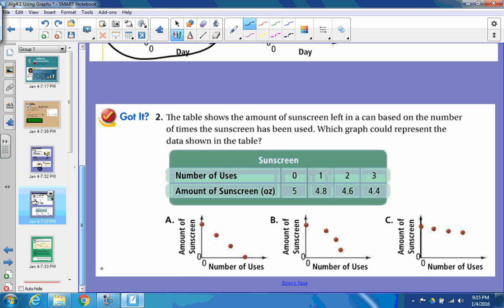So why don't you look at this one right here? Number 2 says the table shows the amount of sunscreen left in a can based on the number of times the sunscreen has been used. Which graph could represent the data shown in the table? So we're given our table of sunscreen, however many times using it, and how much sunscreen is left in the tube. And I want you to figure out which one of those graphs goes best.